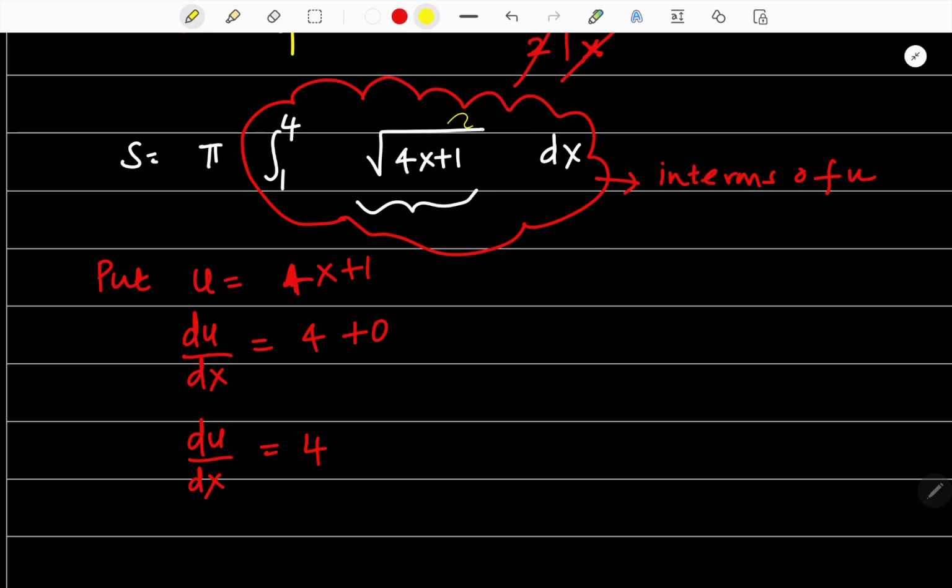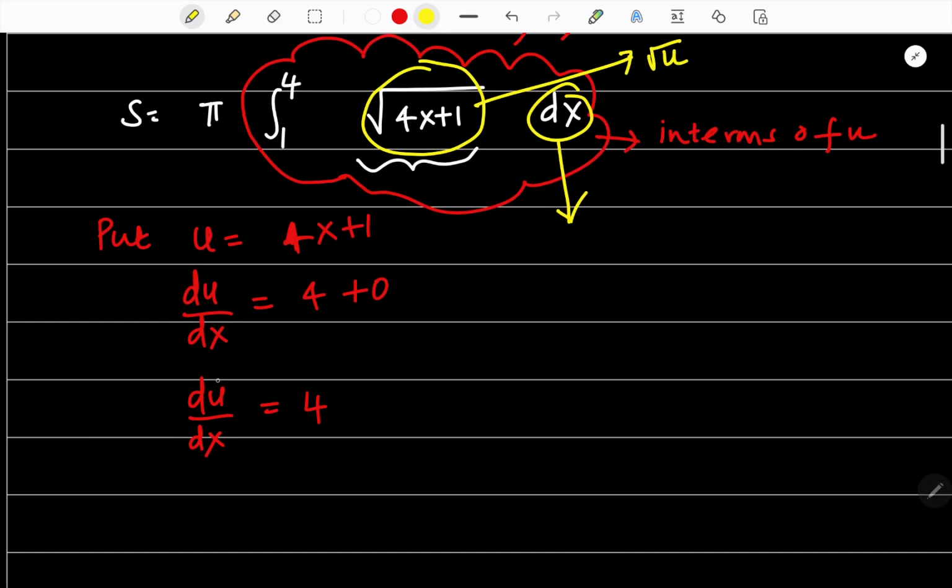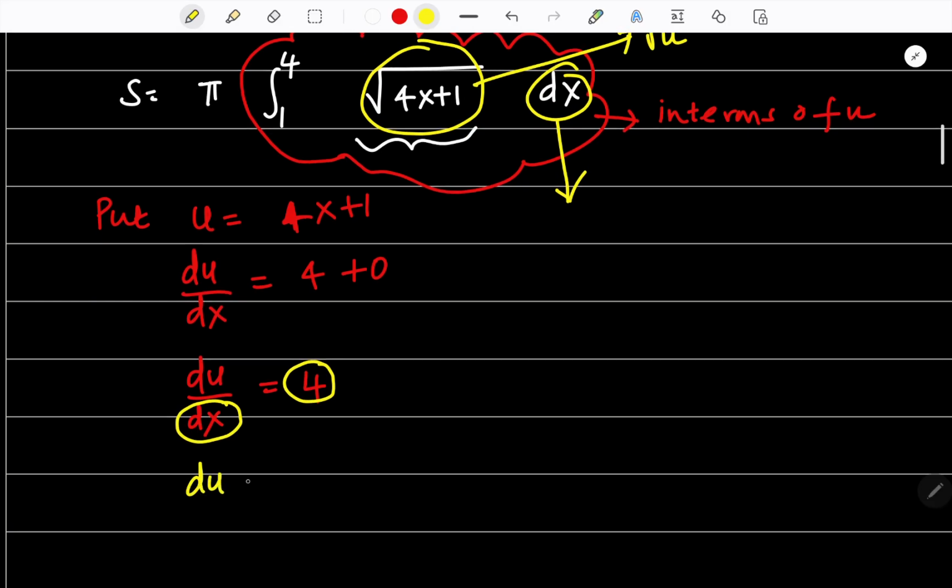Yes. Now what happens? This part you can write as square root of u. So this is u finished. Now dx you have to convert in terms of u from this one. How? There is a dx and there is a 4. So what I will do, one step, I will write du is equal to 4 times dx. I just multiply here. After that, what I will do, I want dx.